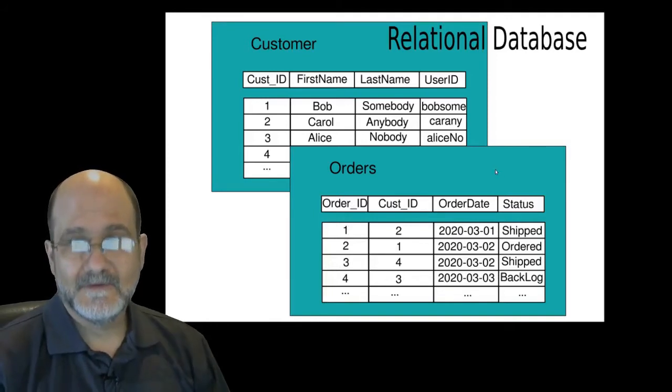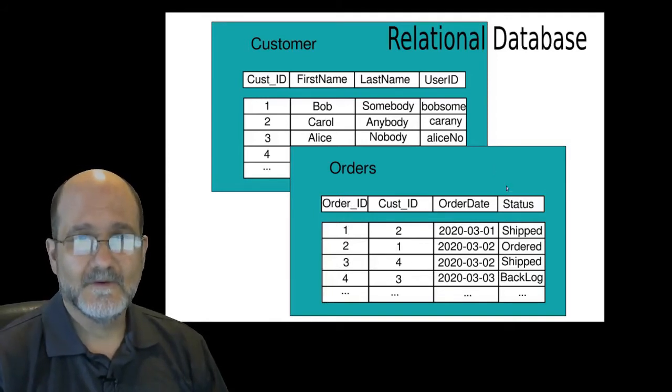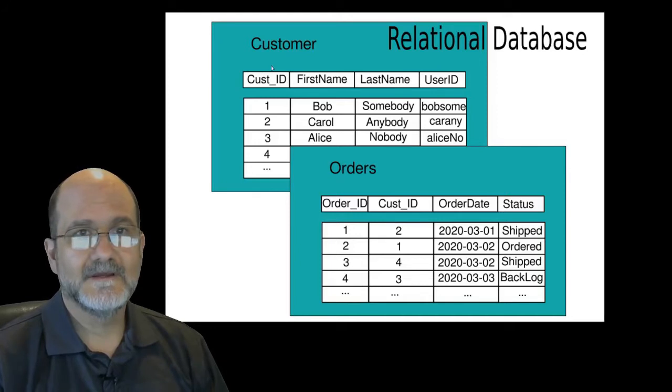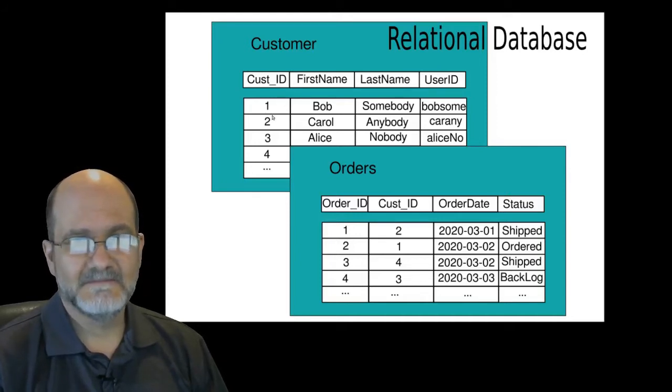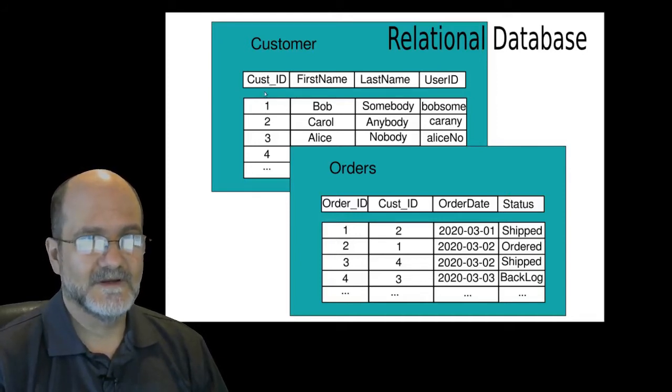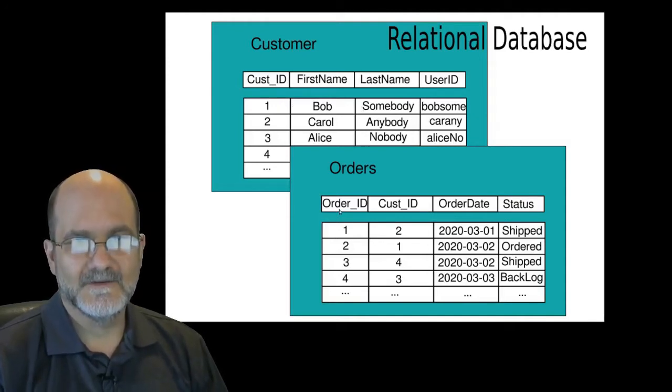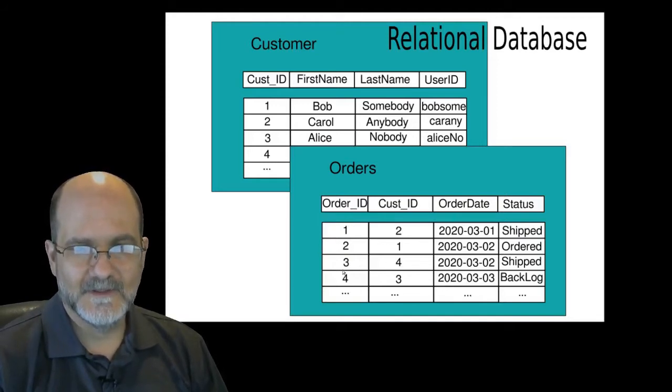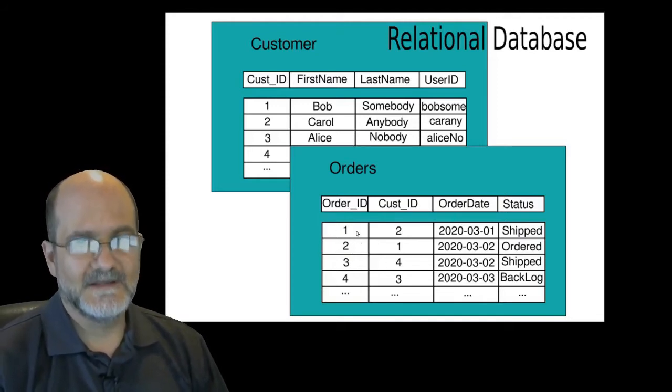So here we have two tables, customer and orders, and you'll see that the customer has the name, user IDs, but there's a key value here. This is the customer ID. That's called a primary key because it uniquely identifies a row in this table. And orders has an order ID, and it uniquely identifies a row in the table. Usually these IDs are just sequential numbers.